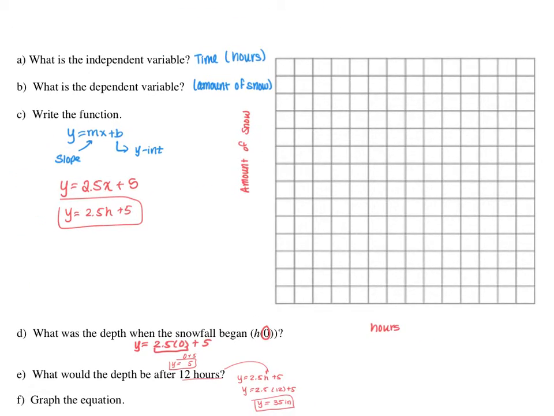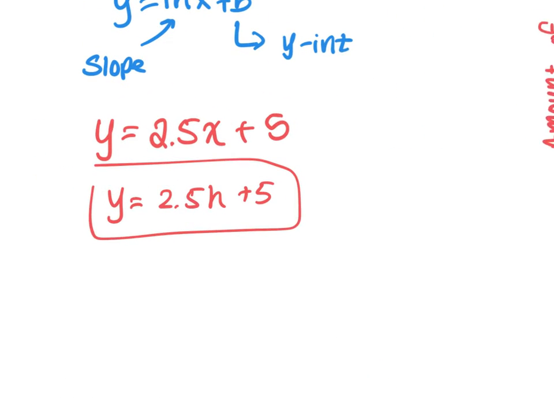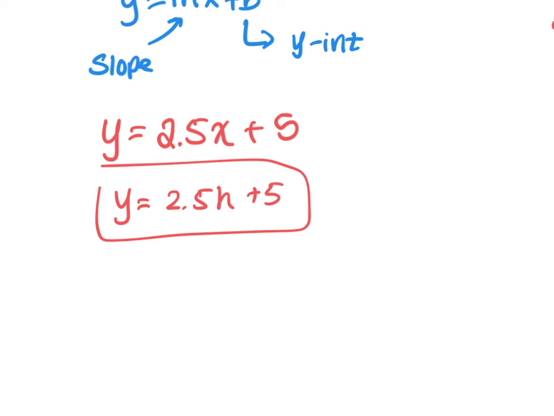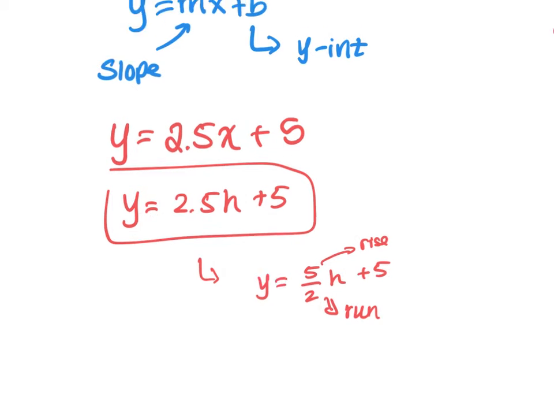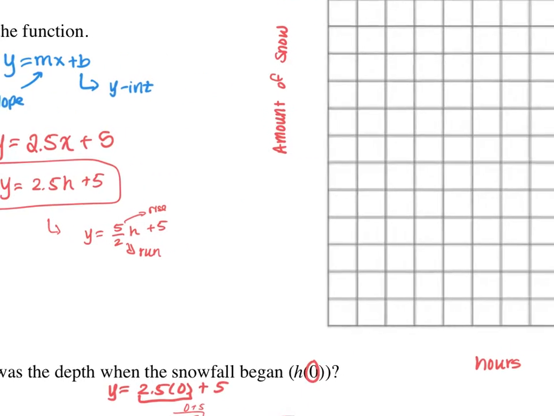So here's what I would actually do. It might be a little strange, but I would change this 2.5 into a nice fraction. I can write 2.5 as 5 over 2, so I can write this as 5 over 2h plus 5, which means I have a rise of 5 and a run of 2.